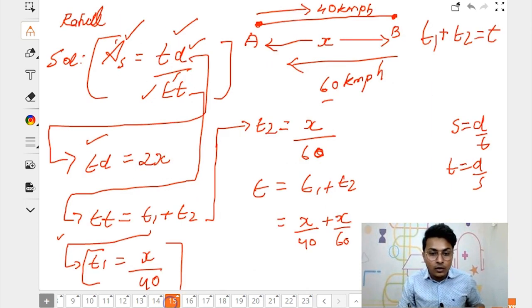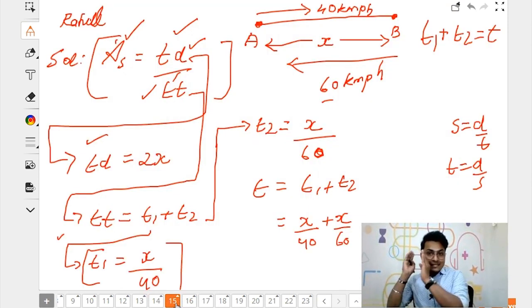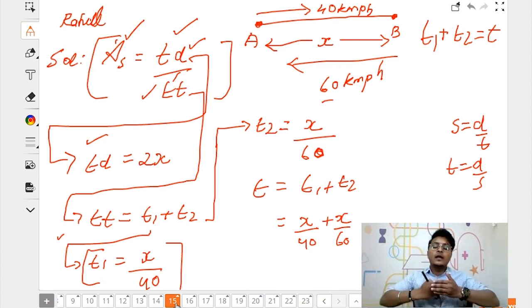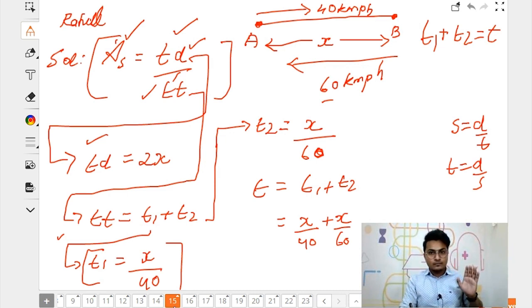So guys, the ultimate conclusion for this question is, the best practice to solve this kind of questions is always consider the distance as some value. Assume it as some value, and then the question will become very, very super simple. Got my point? So whenever this kind of question comes, always do that.